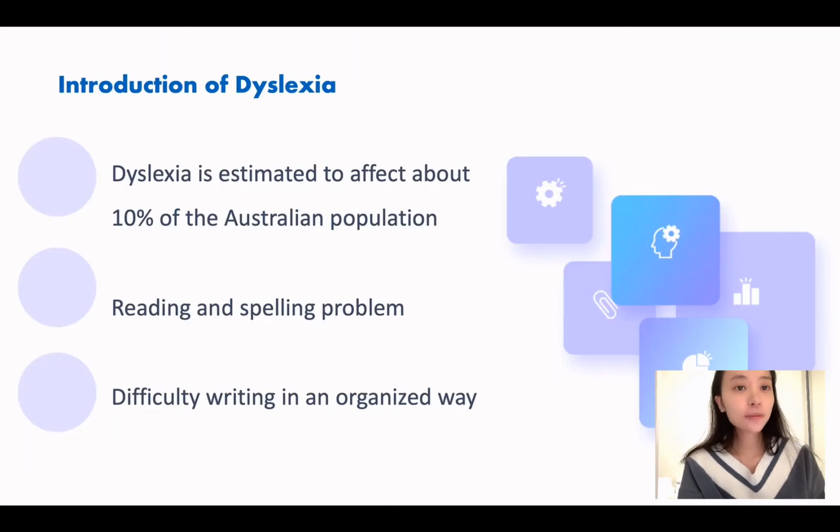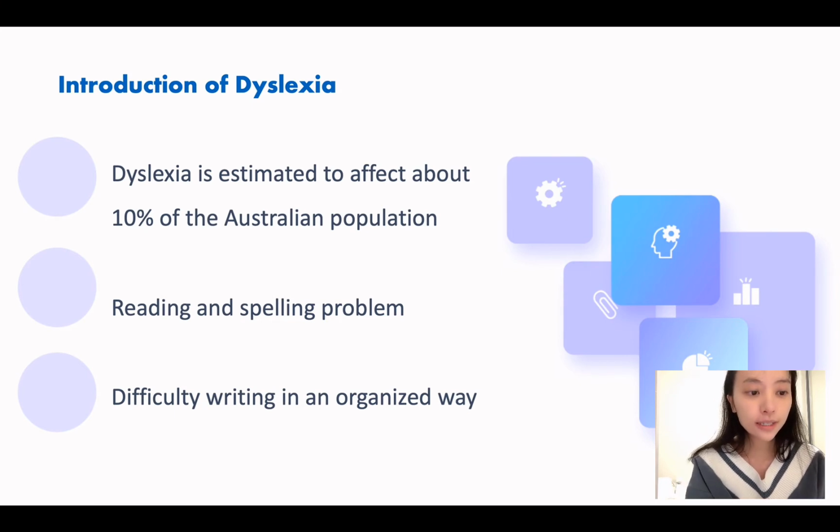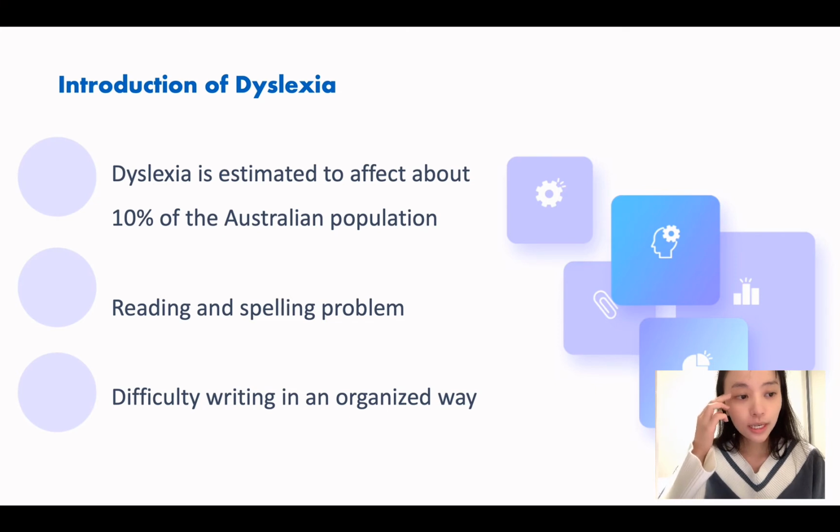Let's start from the background research of dyslexia. Dyslexia is a learning disorder characterized by difficulty reading. It is estimated to affect about 10% of the Australian population, and this percentage may be a very conservative estimate according to the Australian Dyslexia Association. Common dyslexia symptoms in children, teens, and adults include difficulty understanding the text, difficulty pronouncing words, poor spelling, difficulty writing in an organized way, and problems with grammar and punctuation.